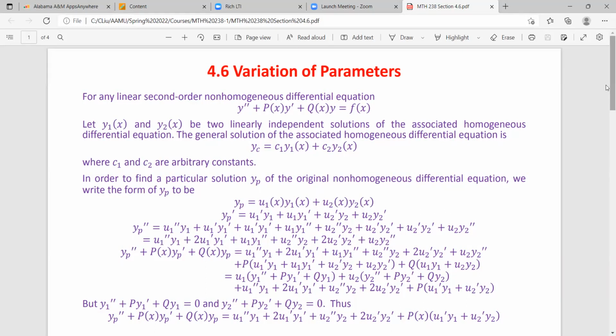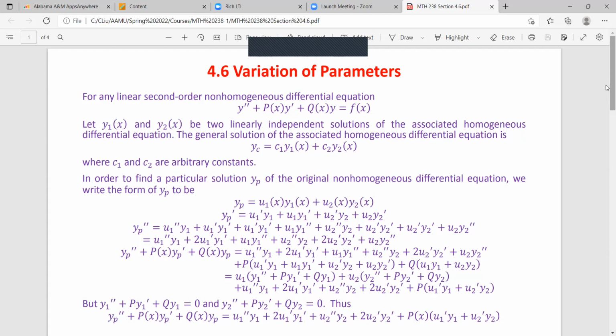So let's just use the same approach or borrow this idea in finding the particular solution of the non-homogeneous equation. So in order to find a particular solution yp of the original non-homogeneous differential equation, we can write the form of yp to be u1 y1 plus u2 y2, where u1 and u2 are both functions instead of constants. Okay, because we're trying to find a particular solution to the non-homogeneous equation.